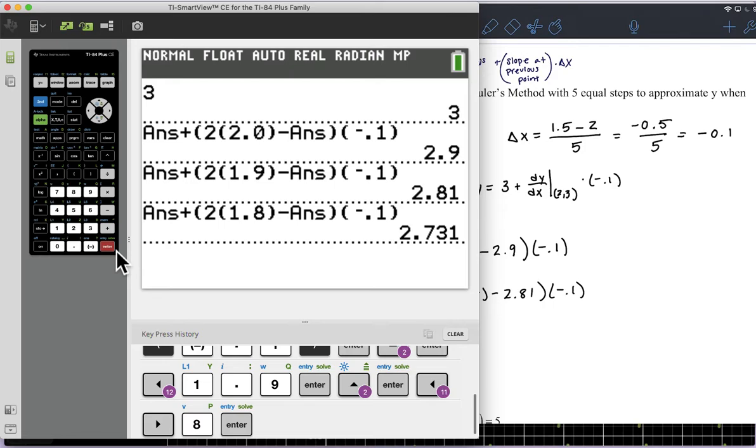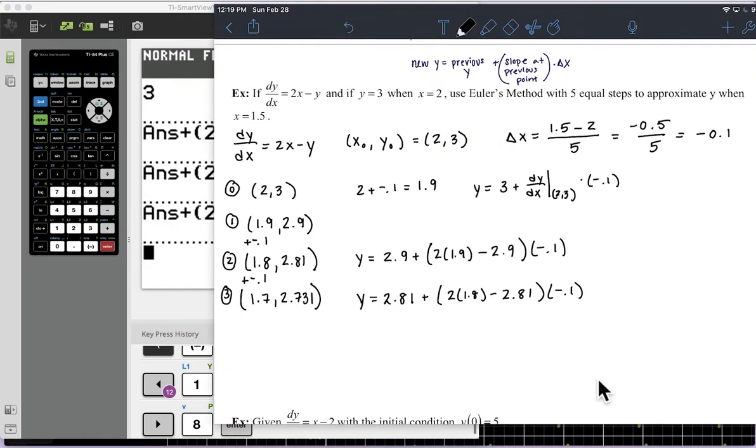And I like doing this all in the calculator because that way I don't have to worry about rounding and it's using the most accurate answers I can. You don't want to round these until the very end. So then you guys can't see what I'm writing on the iPad now. If I add negative 0.1 again, I'm going to get down at 1.6. So I want to get that this is y equals 1, y coordinate, so 2.731 plus my slope, so 2 times 1.7 minus that. I'm just writing this out in case you're doing it longhand.